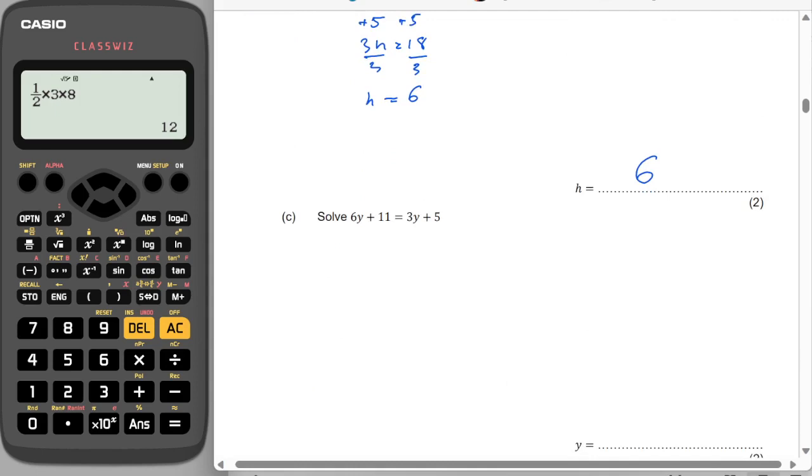Solve. For this, I always tend to start by thinking which side am I going to move my y's to keep them positive. So I'm going to move them to the left. So I'm going to minus 3y from both sides as my starting point. So that gives me 3y plus 11 is equal to 5. And then minus 11 from both sides. So 3y is going to be equal to minus 6. And then divide both sides by 2. So y would be equal to minus 3.